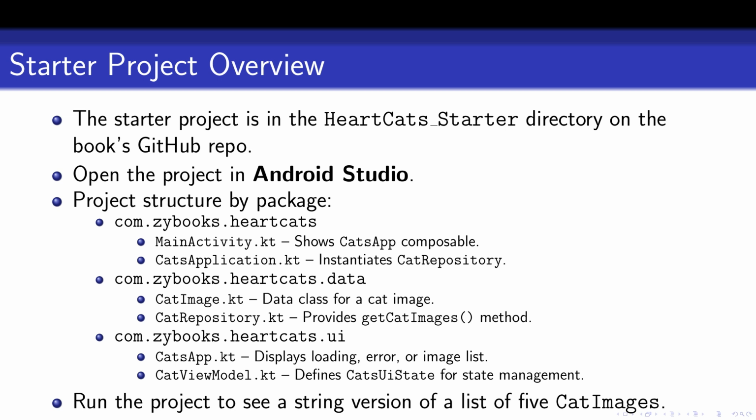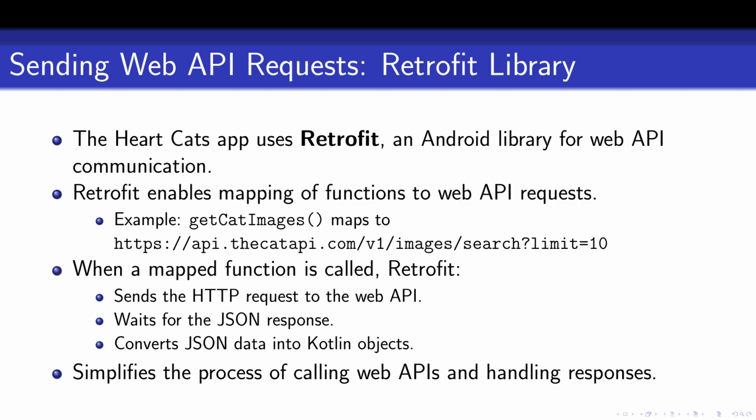To communicate with the cat API, we use Retrofit, a powerful HTTP client for Android. With Retrofit, you define a Kotlin function that maps to a specific API request. For example, calling getCatImages can correspond to the endpoint that fetches 10 cat images. Retrofit handles the request, waits for the JSON response, and converts the result into Kotlin objects automatically.